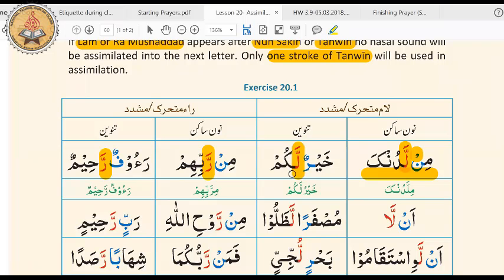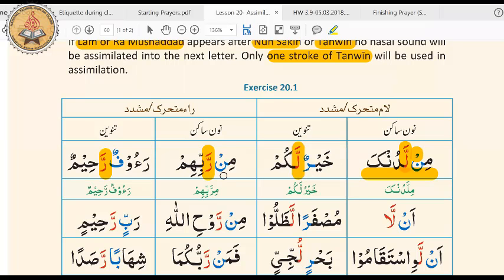خير لكم. Excellent, well done. You made sure that no nasal sound was produced here. So you didn't say khayrun lakum, you said khayrul lakum. So you did idgham kamil here. Okay. Well done, very good.